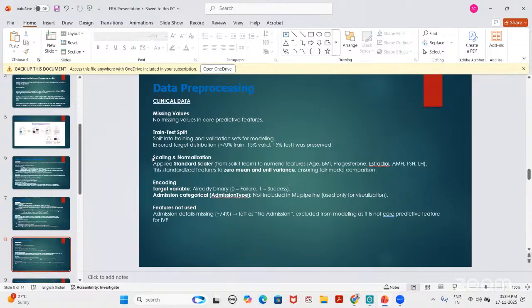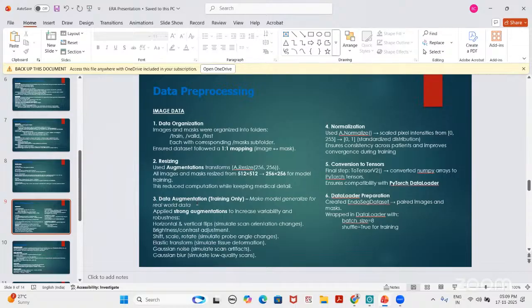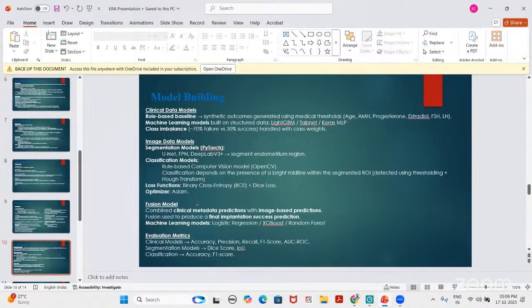While performing the pre-processing, we use scaling and normalization techniques. And as I told, we use tabular data. For the tabular data, if any categorical data is there, then we transform that, and we use multiple features along with that. As I told, we use techniques like data organizing, resizing, augmentation, normalization, and conversions. And while working on the model building, we use multiple models.